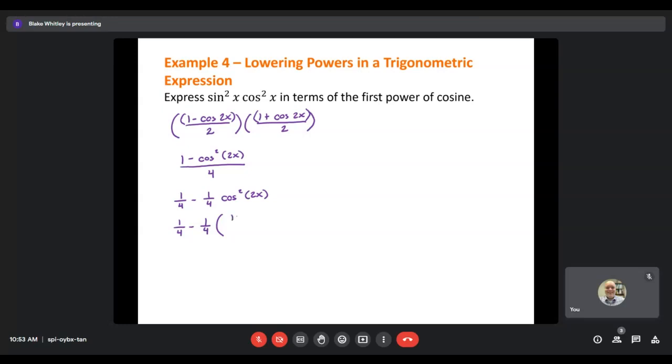We're going to get 1 plus cosine of, now here's where we have to be careful. Since we already have a 2x inside here, we still need to multiply that by 2, because that's what our formula has in it, right? And so this is going to be 2 times 2x, and then all over 2.